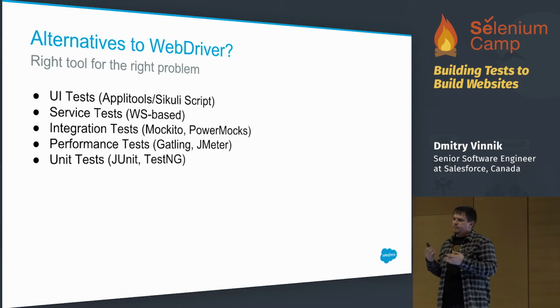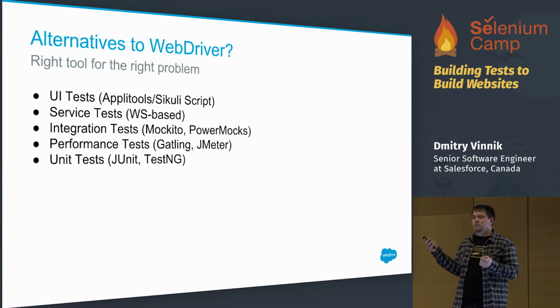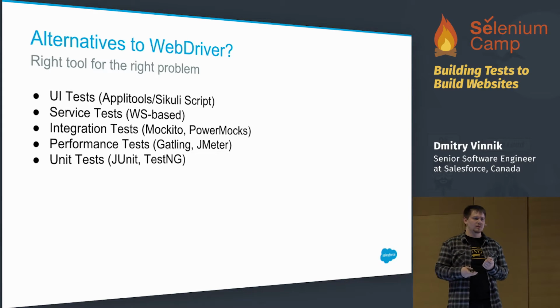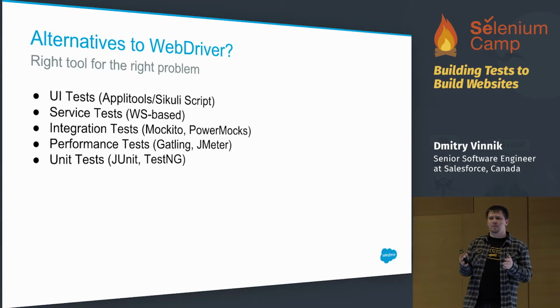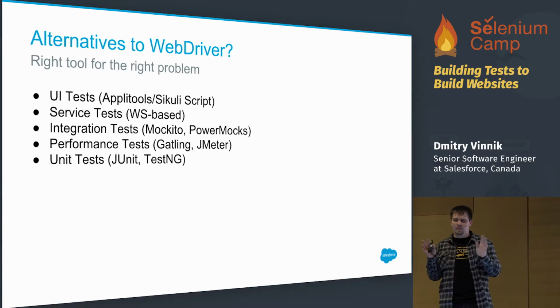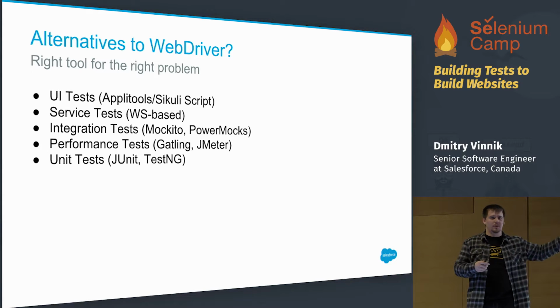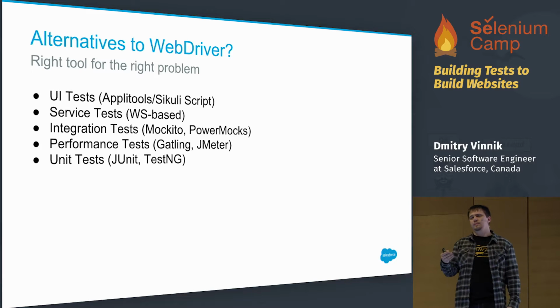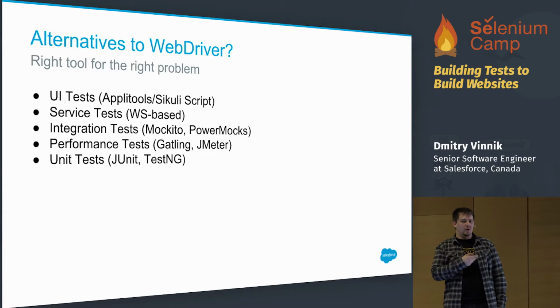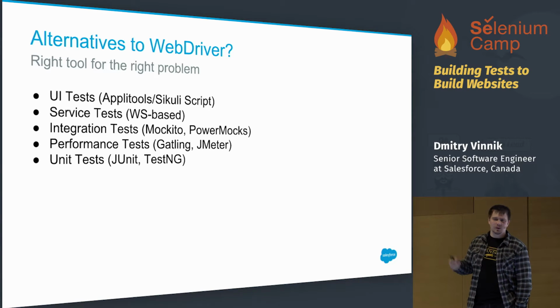Integration tests. Use Mockito, PowerMock in the worst case to represent some service that has to run during your integration test. Keep it simple. Performance tests. Please don't use WebDriver for performance testing. Maybe you have to for your specific use case, but usually you don't. Use Gatling, use JMeter. If you're more into programming, use Gatling. If you like declarative and UI and simple GUI, use JMeter. And the unit tests, JUnit, TestNG, we all know about it.